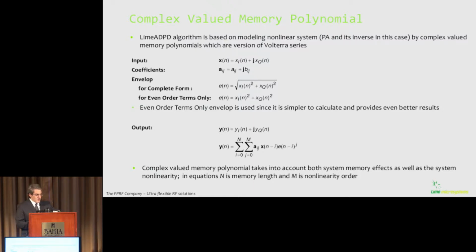In the equation, coefficients are denoted by A, and there are two cases for the envelope, to use the complete form or to use even order terms only. In fact, after a thorough simulation, we have chosen the even order terms only envelope, since it's very simple to calculate and it provides better results.